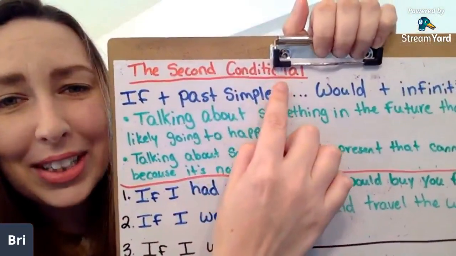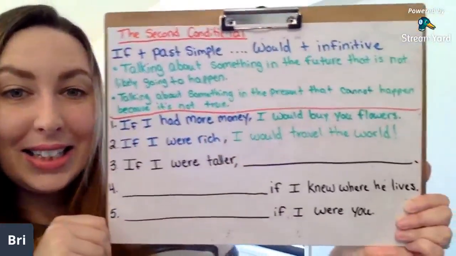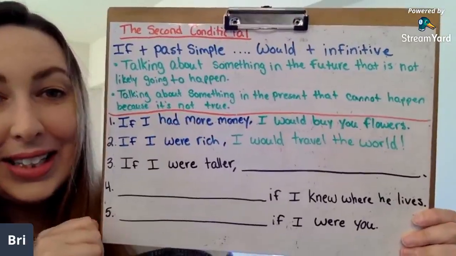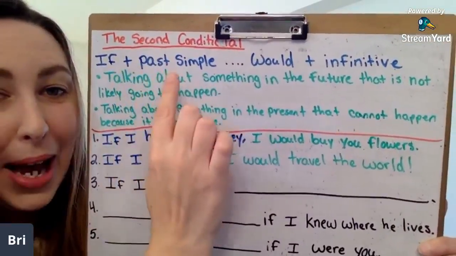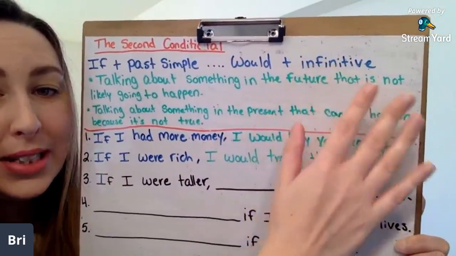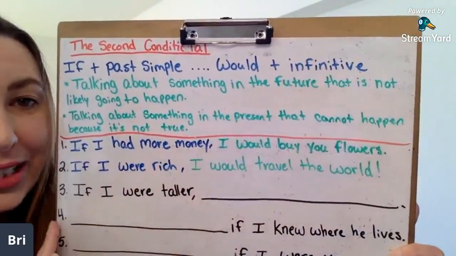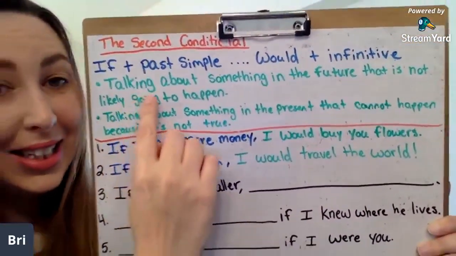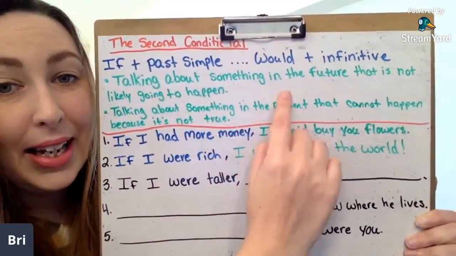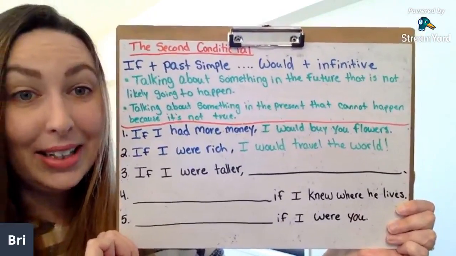So let's look at the second conditional. Oh, I wrote conditional here, but can you see it got erased? Oh, well. Okay, so the second conditional. I'll put this up so you guys can see it. All right, so let me scooch over. Okay, so we have if plus past simple, and then we have would plus infinitive. Okay, so if plus past simple, would plus infinitive. And we have two situations where we use the second conditional. The first is talking about something in the future that is not likely going to happen.